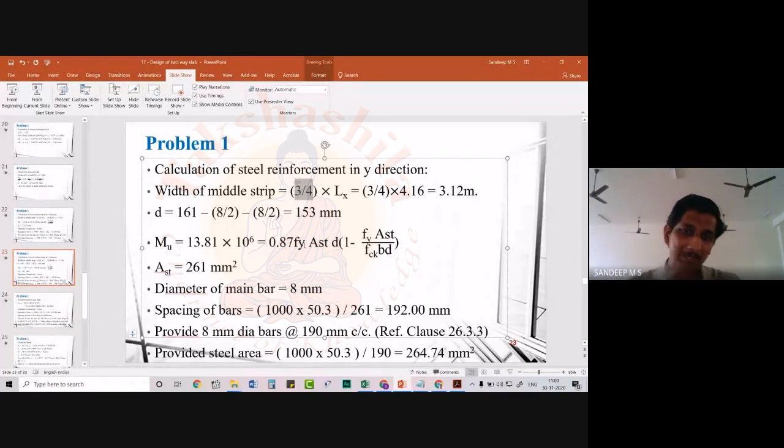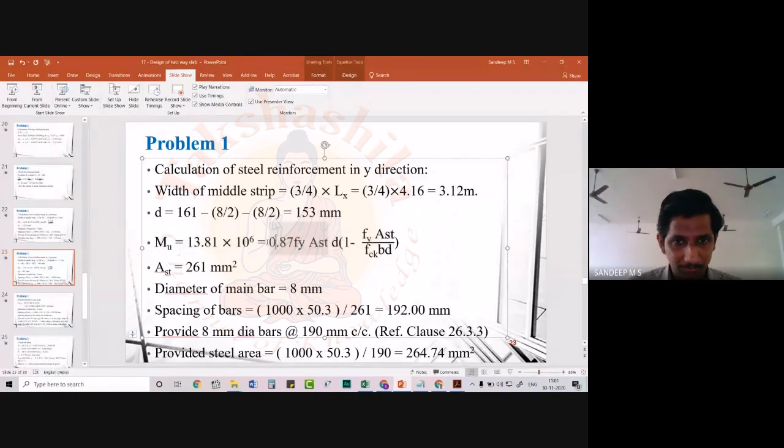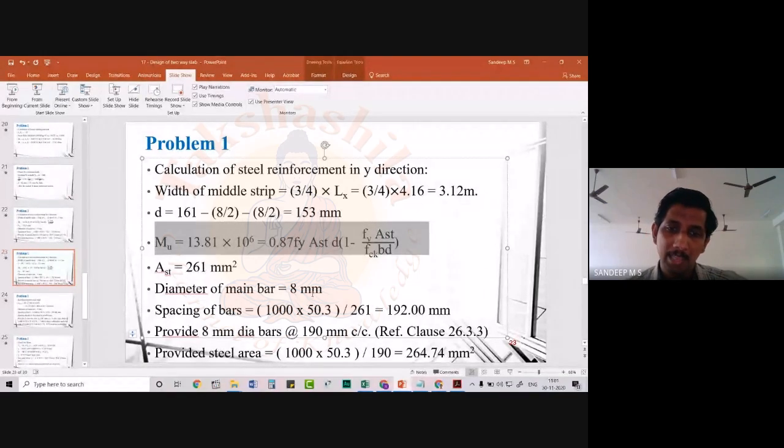Okay, so you just recalculate the effective depth in the y direction, and you again calculate the moment, means Ast, based on the under reinforced equation itself. So we have already proved that the provided depth is larger than that of a balanced section. So it is anyway an under reinforced section. So on both sides the depth will be the same, right? So you just calculate the Ast and provide the required spacing.